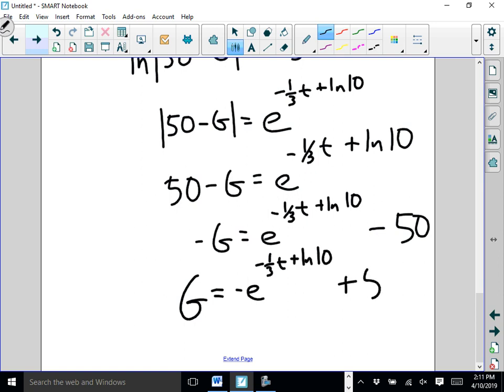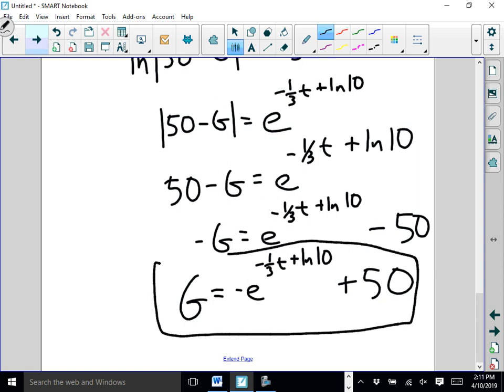Okay. And again, plugging in 0 for t should give me 40 for g. Think about that. When I do, right, this is my final answer here. When I plug in 0 for t, I get ln 10 as the exponent. E to the ln 10 is 10, but this negative makes it negative 10. Negative 10 plus 50 most definitely is 40, so we know we're right.